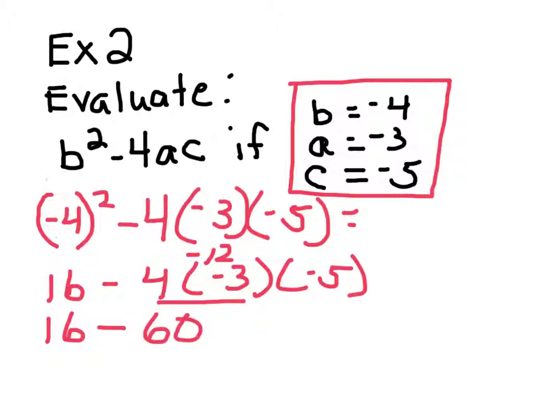Now subtract 16 minus 60. 16 degrees above 0 drops 60 degrees. My answer better be negative. And so if it drops 60 degrees, let's see, the difference between 60 and 16 would be, let's see, 50, 40, 44. So a negative 44 degrees. Yep, and that should be right. Okay, so we have evaluated b squared minus 4ac. All right, let's take a look at the next example.